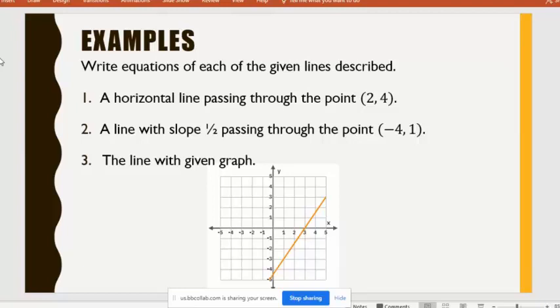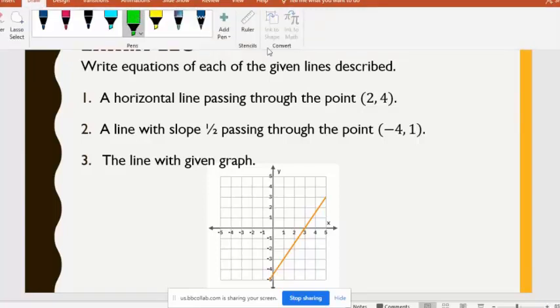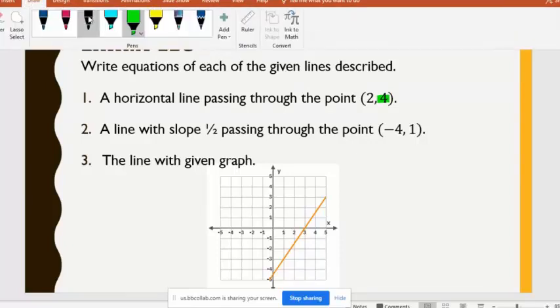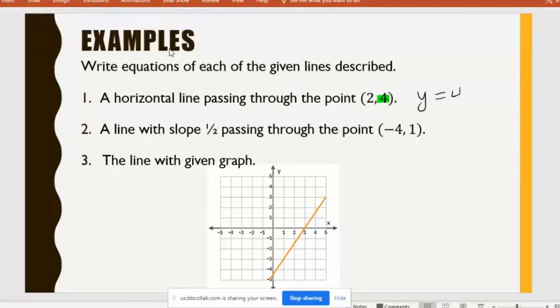What's the y coordinate of this point? 4, right? So just look at the y value. The y coordinate is 4. Here is our equation: y equals 4. Is that not nice? So you know what kind of line it is, and you know what the equations of those lines look like: y equals some constant, and that constant is a specific number. It's a y value.